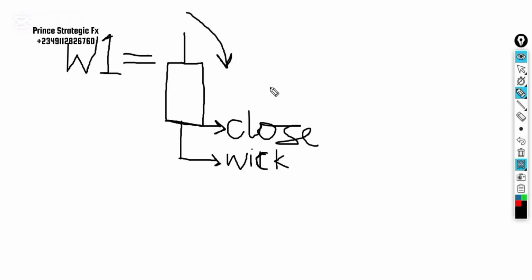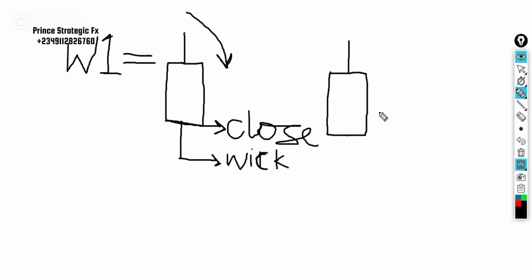Now, for some scenarios in the chart, we will also see a candle just like this that has a wick at the top. A close just like this, but doesn't have any wick, or the wick will just be very tiny, just like that.